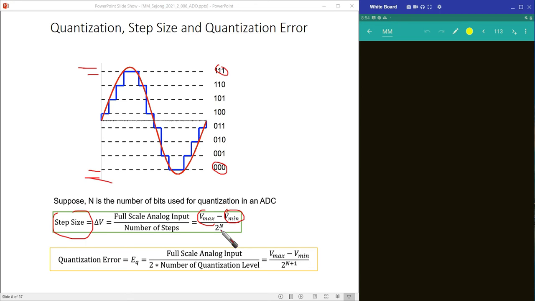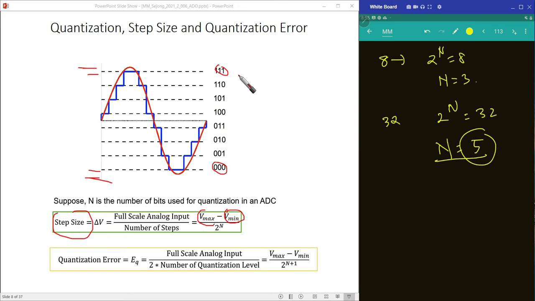So this n depends on how many levels you want. If you want 8 levels, that means 2 to the power n is 8, so in that case n equals 3. If you want 32 levels, then 2 to the power n is 32, and the number of bits needed to represent each level is 5 bits, right? So we say, let's say, 5-bit ADC. If this n is 3, we say 3-bit ADC.